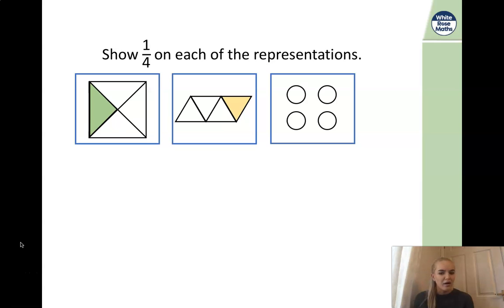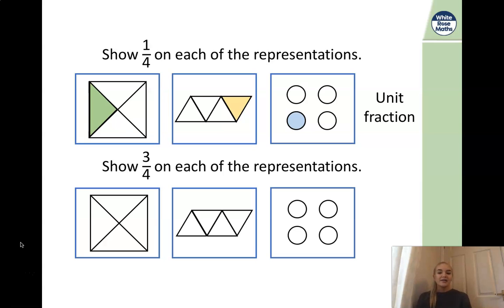No, why not? That's right, because my numerator, my top number, is 1, and that represents how many parts I am dealing with, and the 4 is all together. Similarly, with my circles, I would just shade in 1, or this one, or this one, or this one. Now, this is too easy for you.